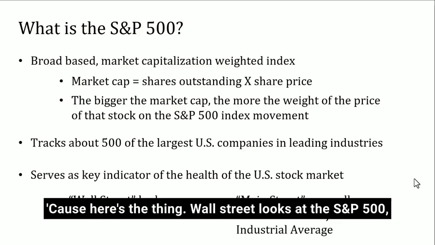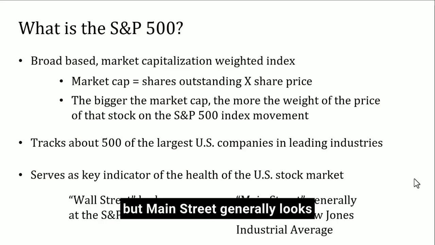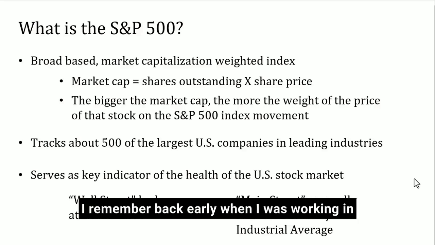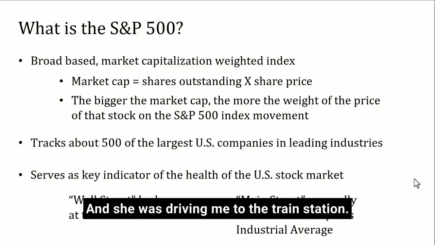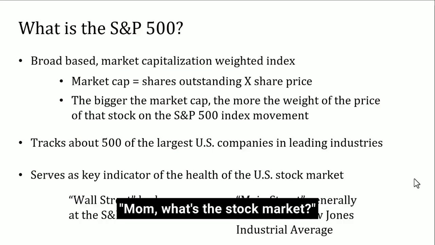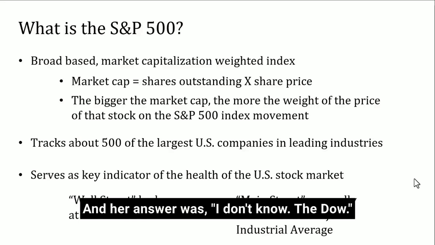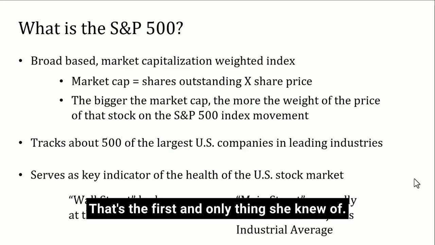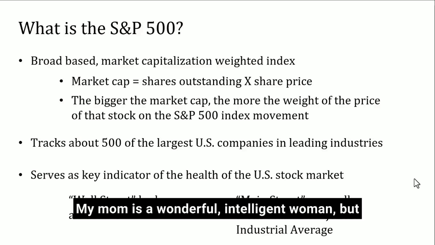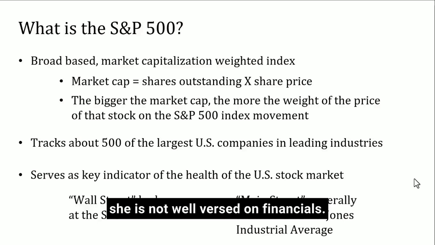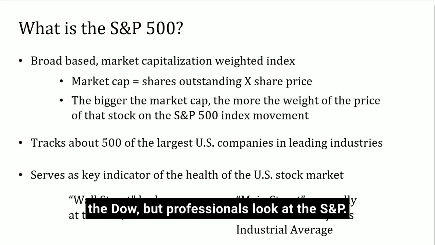Because here's the thing, Wall Street looks at the S&P 500, but Main Street generally looks at the Dow Jones Industrial Average. And I've tested this out, okay? I remember back early when I was working in Manhattan at a research firm on Wall Street, and my mom was driving me when I was still living at home to save money on an apartment. And she was driving me to the train station, and I just randomly asked her, Mom, what's the stock market? And her answer was, I don't know, the Dow? That's the first and only thing she knew of. My mom is a wonderful, intelligent woman, but she is not well-versed on financials. So that's why the Main Street looks at the Dow, but professionals look at the S&P.